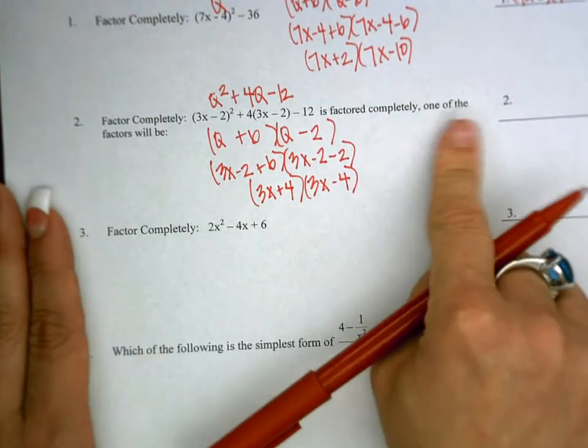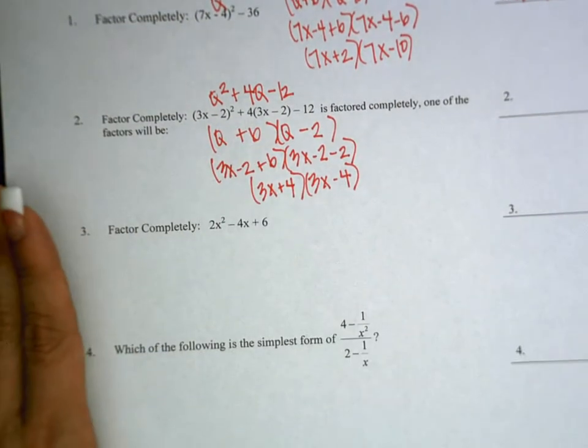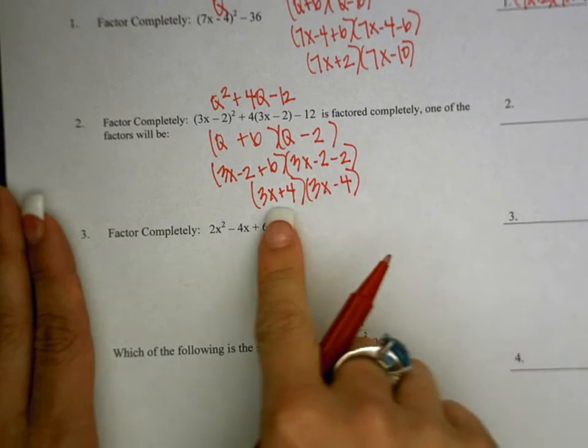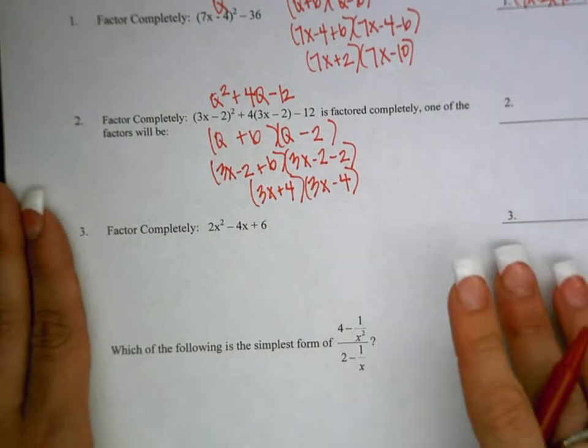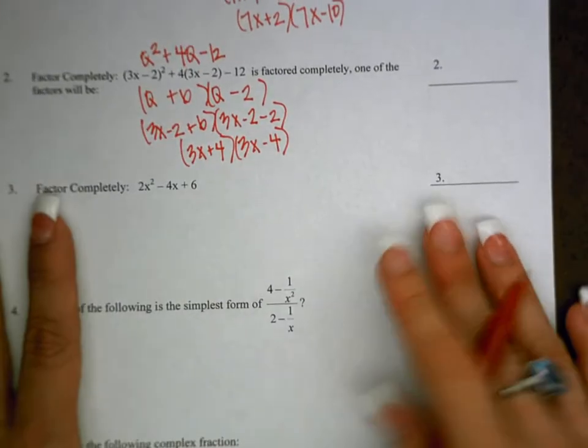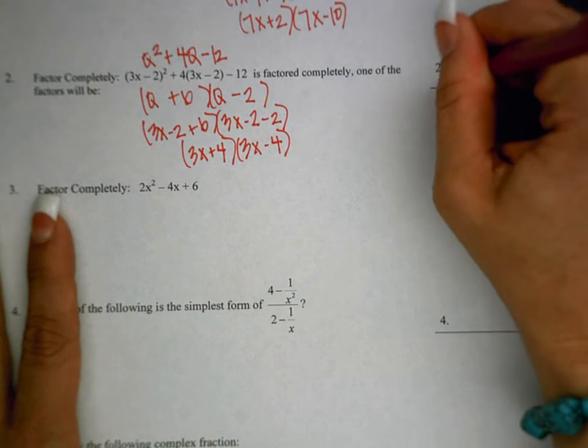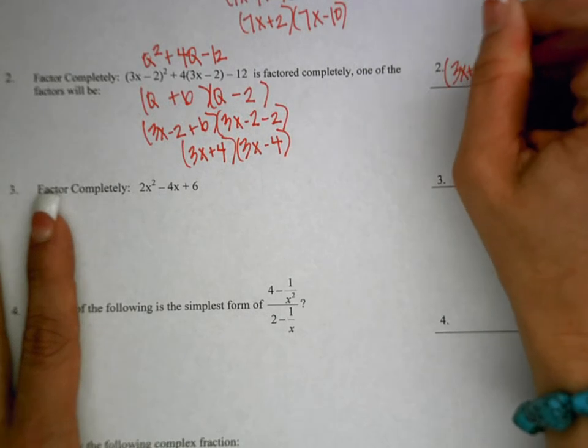The reason this says "one of the factors will be" is that this is going to be like a multiple choice question, so only one of these answers would be there. But you do have to factor the whole thing to find whichever one is there.